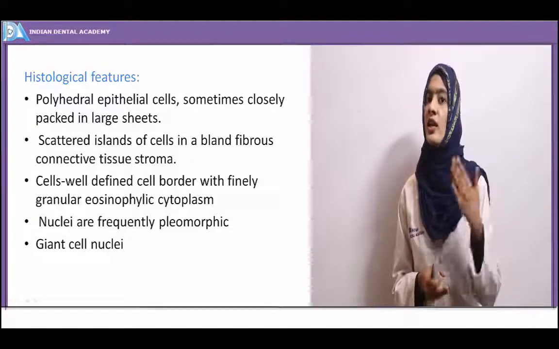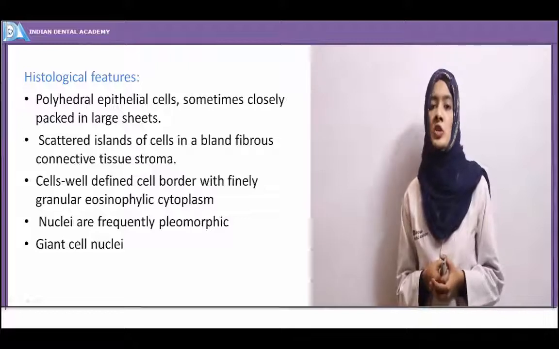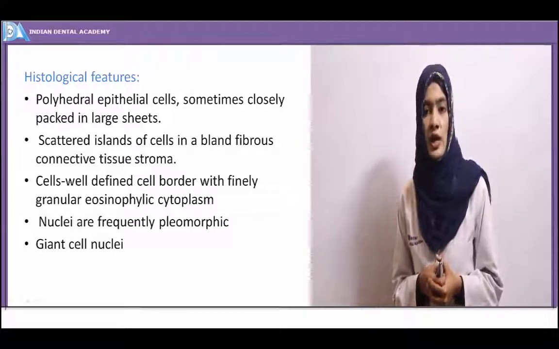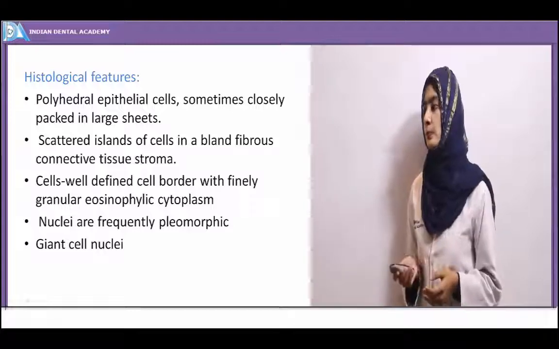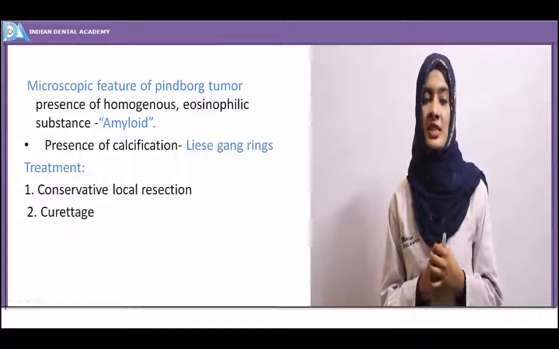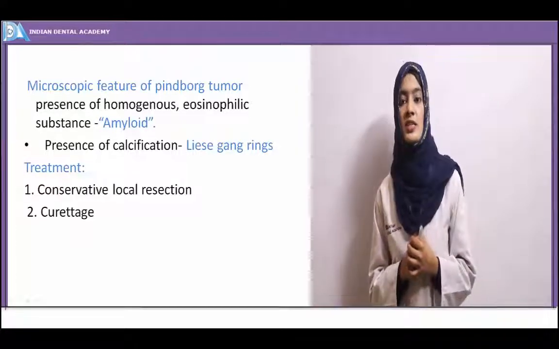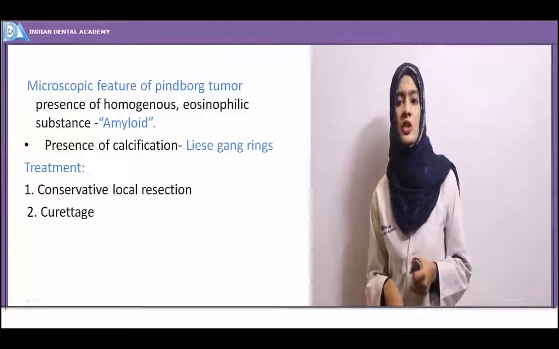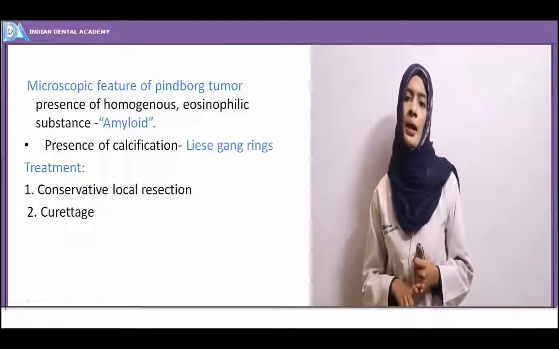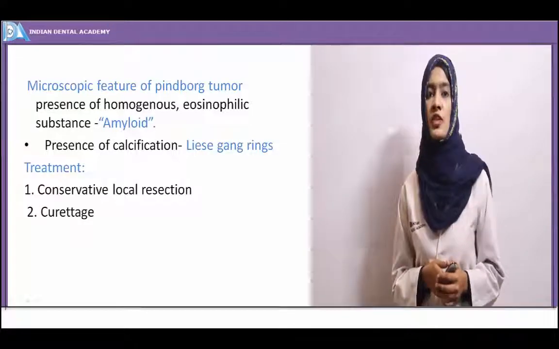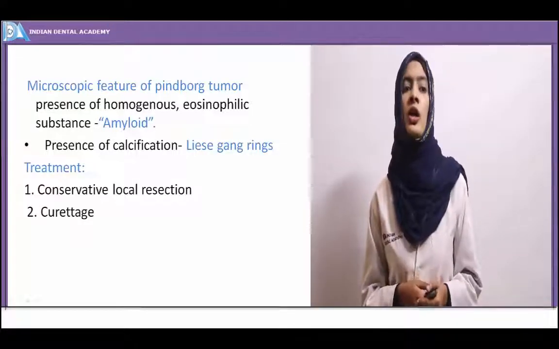The nuclei are frequently pleomorphic and show hyperchromatism, and giant multinucleated cells are more common here. Another characteristic appearance of this calcifying epithelial odontogenic tumor is an eosinophilic hyaline substance within the connective tissue, that is nothing but the amyloid. Amyloid is a pigmented substance actually. It is a homogeneous eosinophilic substance present within the connective tissue.